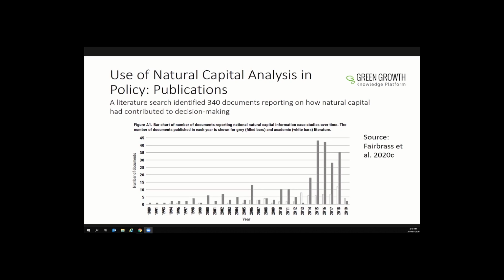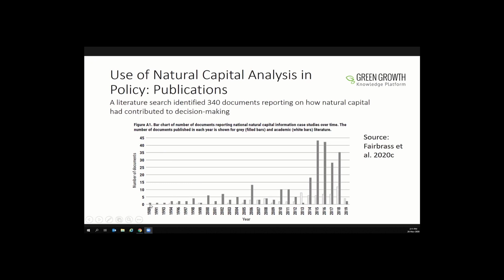Then I'd like to move on to a third publication that we made, and this is an issue very close to my heart, and I suspect to the heart of everyone listening, and certainly to the heart of the OECD, which is how is natural capital analysis actually used in policy? And we did a literature search, so a pretty comprehensive literature search looking at the descriptions of how natural capital had been used in policy.